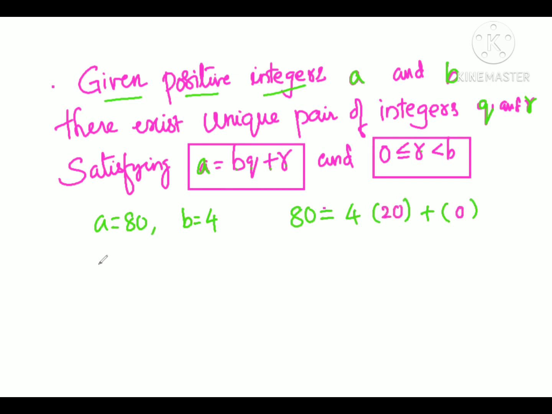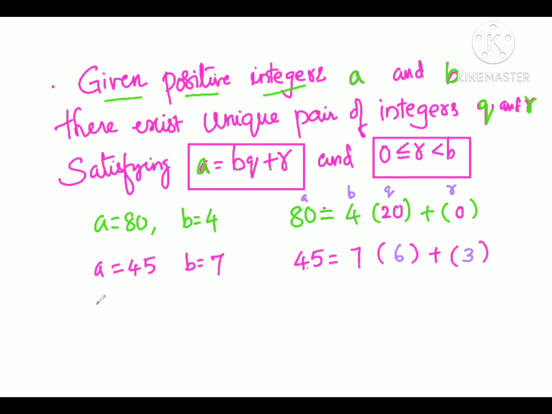If we take one more example, if A is equal to 45 and B is equal to 7, then 45 is equal to 7 into something plus something. 7 sixes are 42 and 3 is the remainder here. This is A, this is B, this is Q, and this is R. But this R is always less than the divisor.